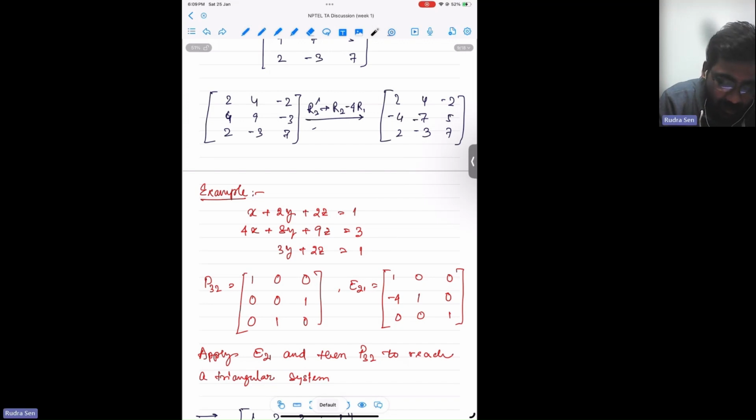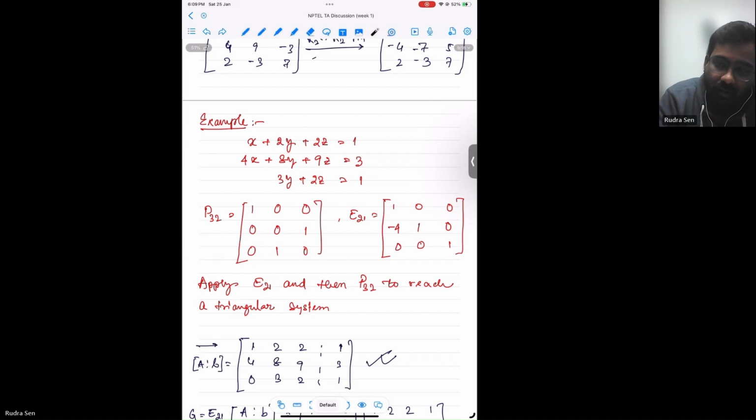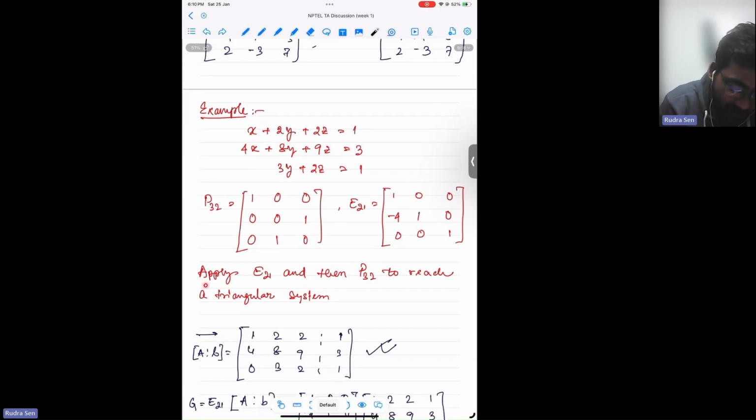Okay, so we have this equation, and there are two defined matrices. The first one is a permutation matrix that I have already mentioned over here, and the second one is again that row operation matrix, that subtraction, addition, and scalar multiplication matrix. I called it P32. That means we need to exchange row 3 and row 2, and there is an E21 over here. So the question says apply E21 and then apply P32 to reach a triangular system.